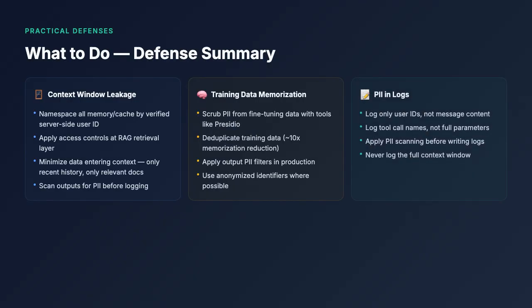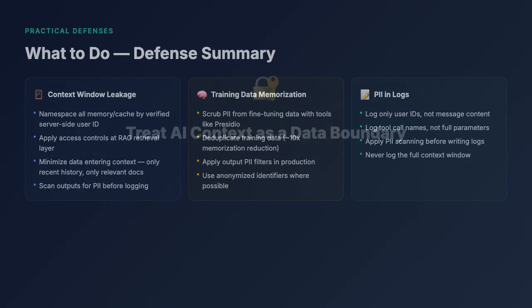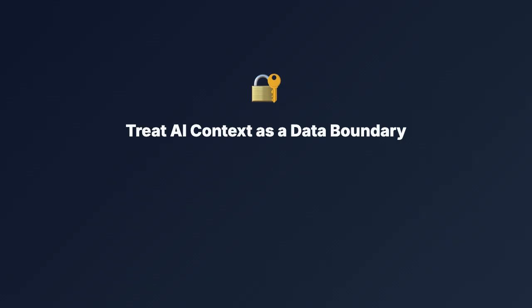For PII in logs, log only user IDs, not message content. Log tool call names, not full parameters. Apply PII scanning before writing logs, and never log the full context window. Remember, treat AI context as a data boundary. Namespace by user ID, scrub training data, scan outputs for PII, and never log raw message content.